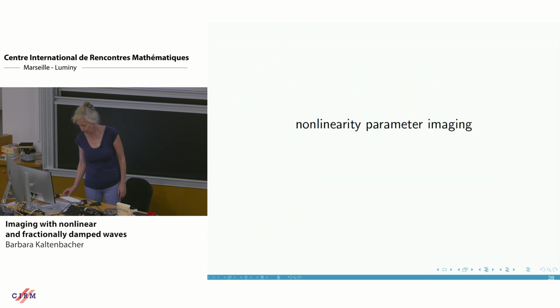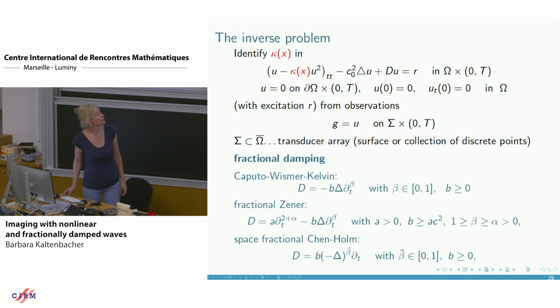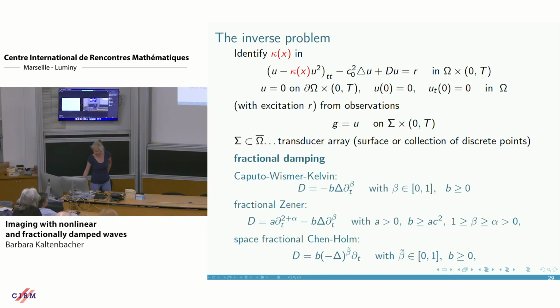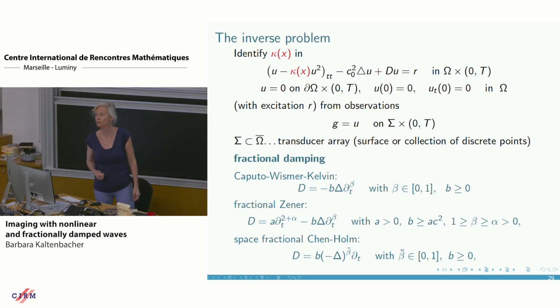So let me switch over this. Let me just give one slide on what it's about, this nonlinearity parameter imaging. Now we are back to the nonlinear acoustic equation. We have this kappa here, this coefficient that is space dependent. So the nonlinearity in the material is a material dependent property, which is nice because one can use it for imaging. And people are actually using this already for doing imaging.